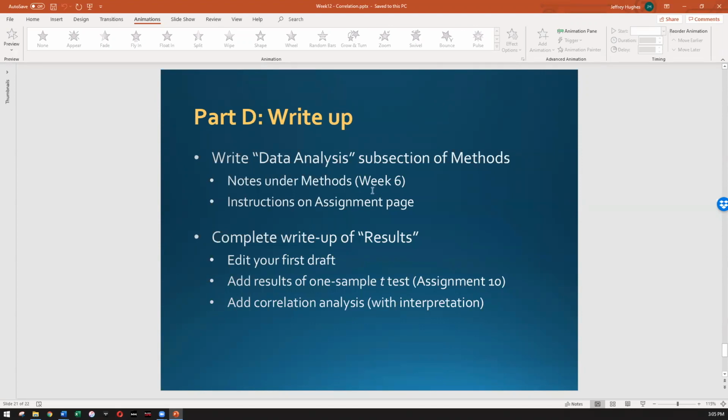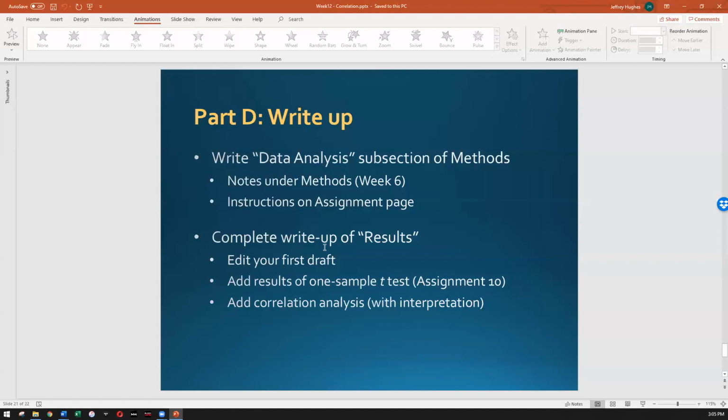And there's more instructions on the assignment page. There's a lot of good instructions on assignment number 11. I highly suggest you read through them carefully, because they provide a lot of good information about what your paragraphs should include. So you need to write up the data analysis subsection of the methods, but then you also need to complete your write-up of the results.